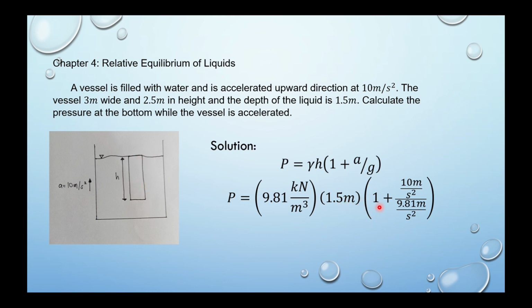times, copy the 1 plus 10 meter per second squared, which is the acceleration, over 9.81 meter per second squared, which is the constant, which is the gravity. So, simplify. Our pressure is equal to 29.72 kilopascal.